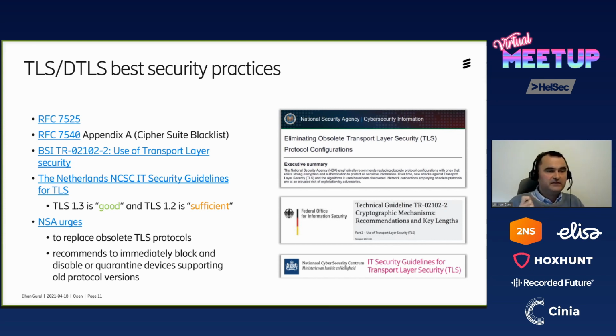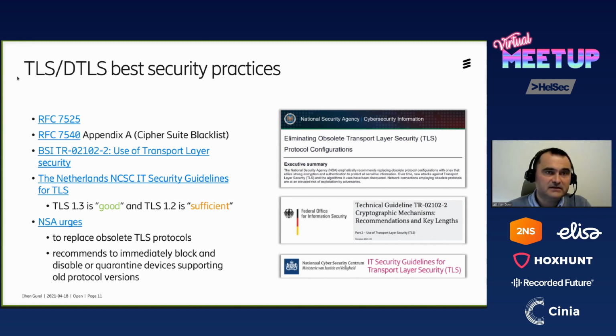In addition to that, some organizations did publish quite good guidelines as well. One of them is the German BSI, then the Netherlands NCSC. That's very good IT security guidelines. And NSA also published some recommendations quite recently, essentially recommending to replace obsolete TLS protocols. They also recommend to immediately block and disable all quarantine devices supporting those old protocol versions.